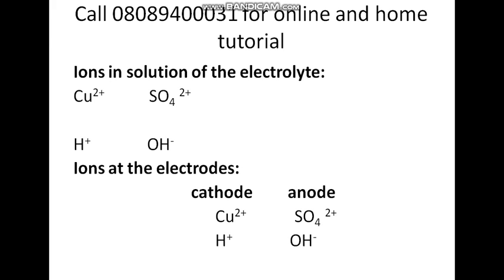Ions at the electrode, as could be seen on the board. At the cathode, we have copper ion and hydrogen ion. At the anode, we have tetraoxosulfate 6 ion and hydroxy ion. What happened at the anode during the electrolysis?